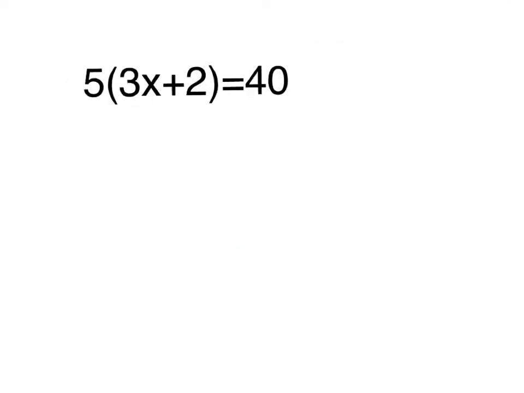Now I'm going to walk you through what you should do if you see this type of problem. So here we have 5 times the quantity 3x plus 2 equals 40. We want to get rid of the parentheses by performing the distributive property. So I'm going to change colors. 5 times 3x and 5 times positive 2. That gives us 15x plus 10 equals 40.